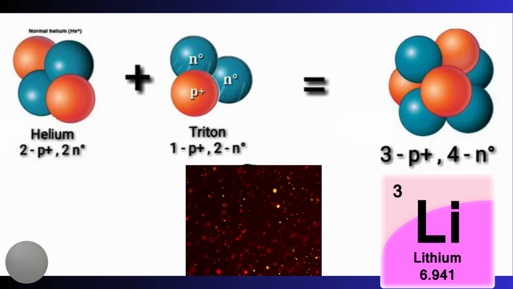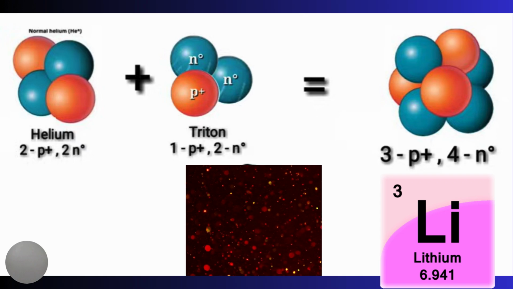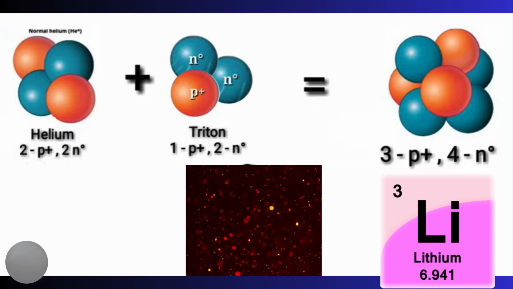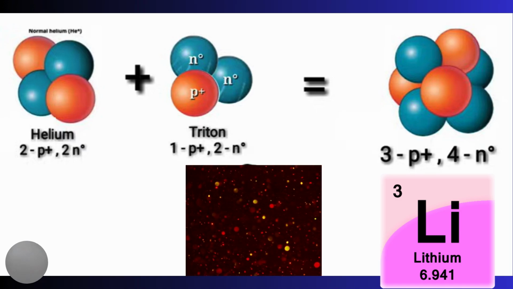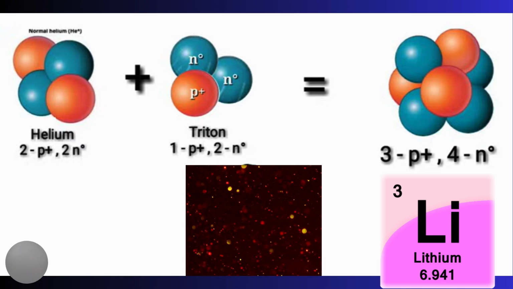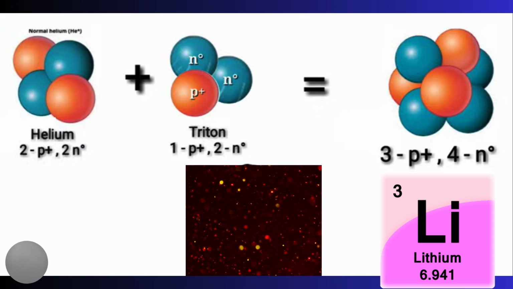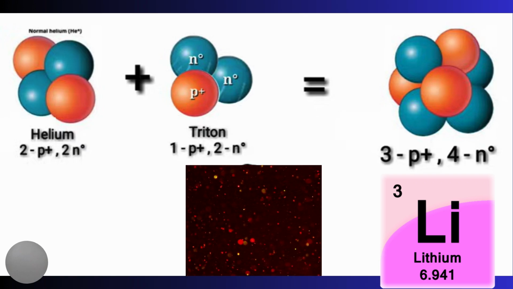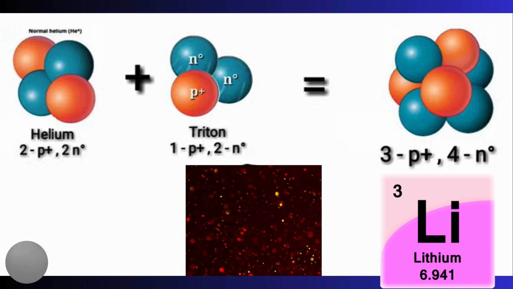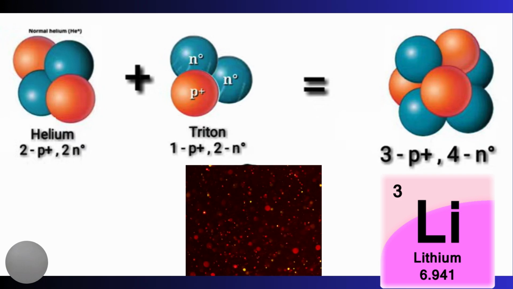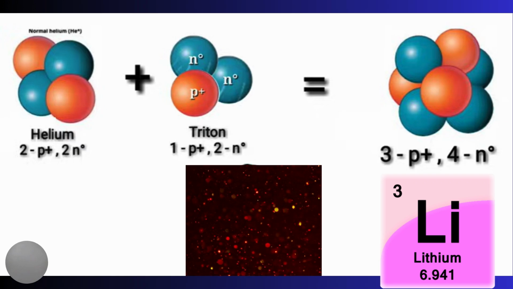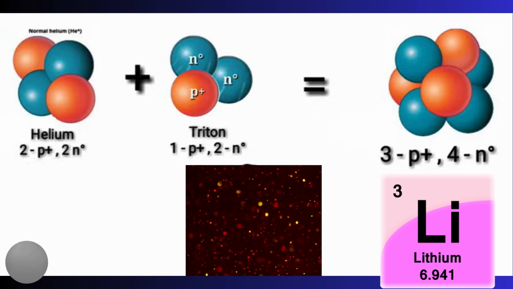Okay, next. The formation of lithium. Lithium is from helium. How many protons does helium have? Two. Two neutrons also. Plus a triton. So, 2 plus 1 equals 3. 2 plus 2 equals 4. So 3 protons. Look at the periodic table. What element has atomic number 3? Yes, that is lithium. Okay?